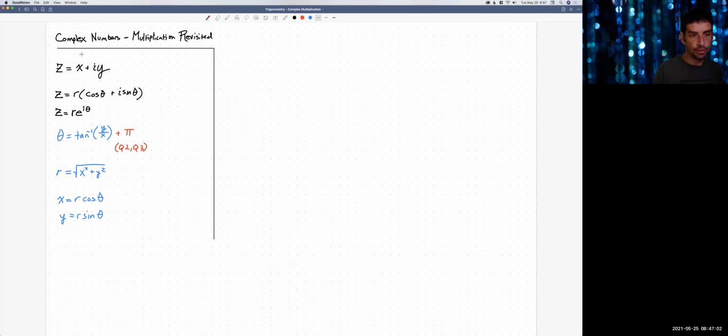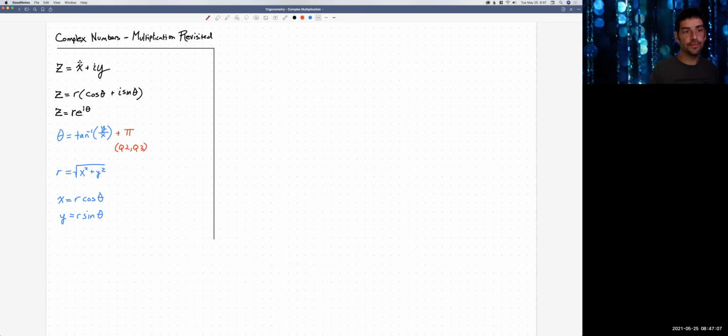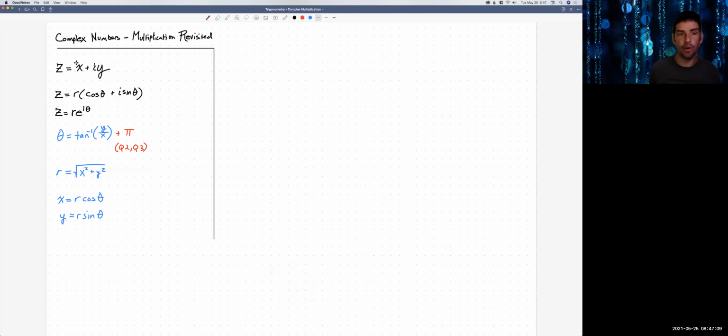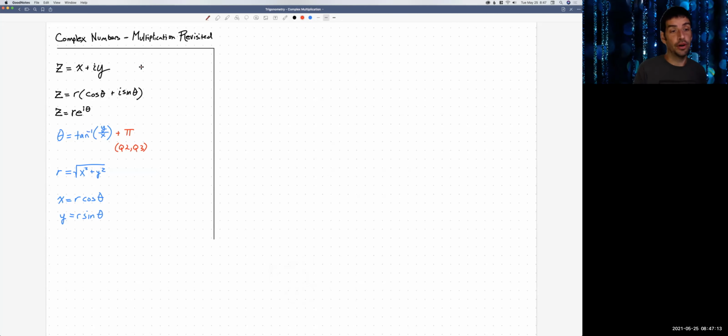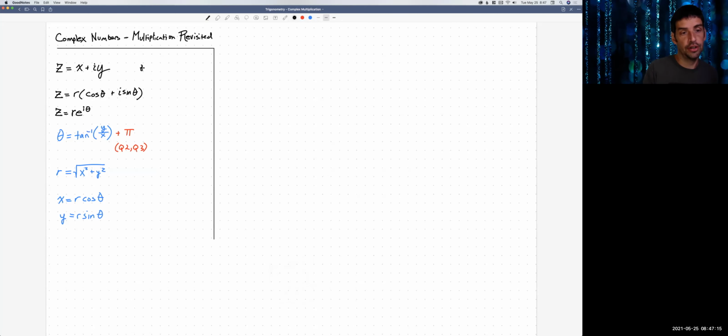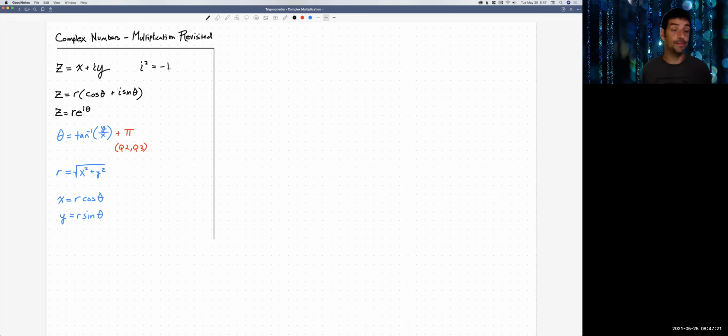These z equals x plus iy, where x and y are real numbers, and we call x the real part and y the imaginary part because it's got this coefficient i, right, where i is just the number where i squared equals -1, right? So that was our basic starting point.